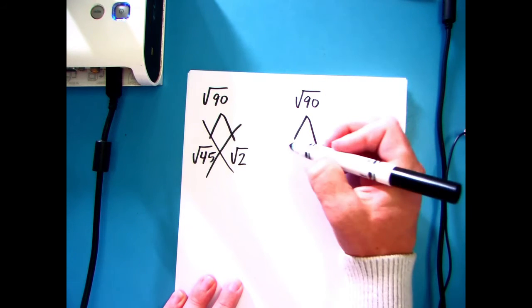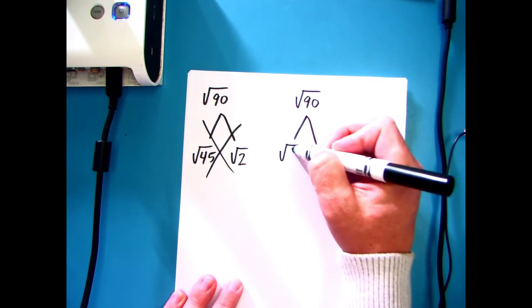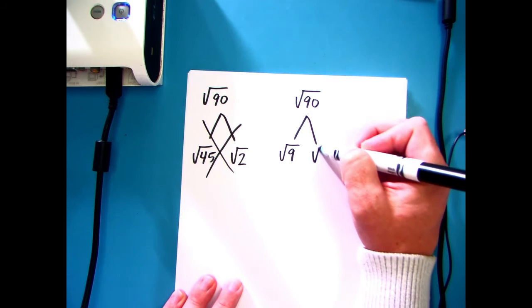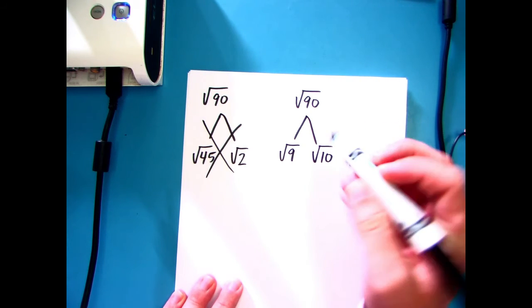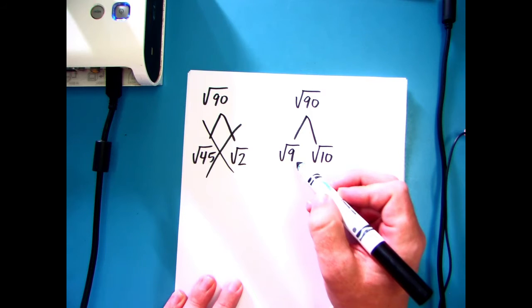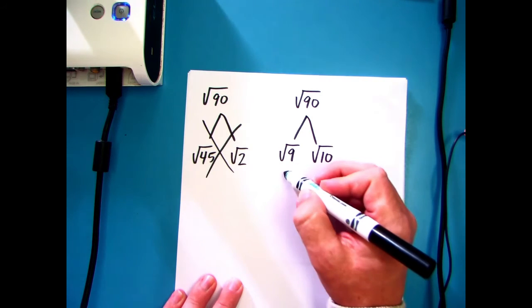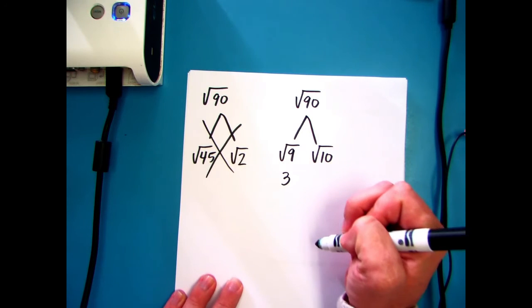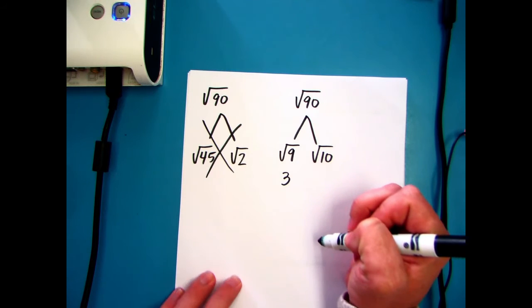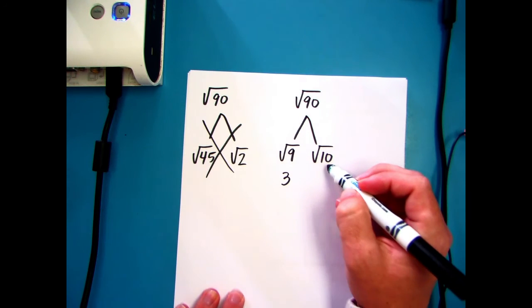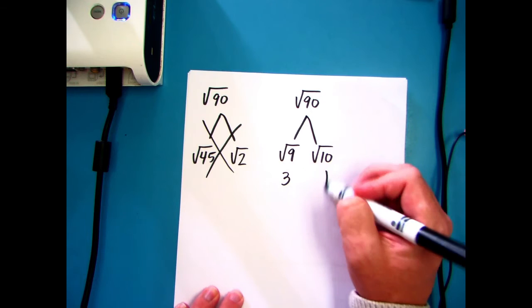When making your factor trees, try to think of which factors are perfect squares. If I had chosen to do square root of 9 and square root of 10, that would have been a better choice, because square root of 9 is 3. So we've simplified our radical.